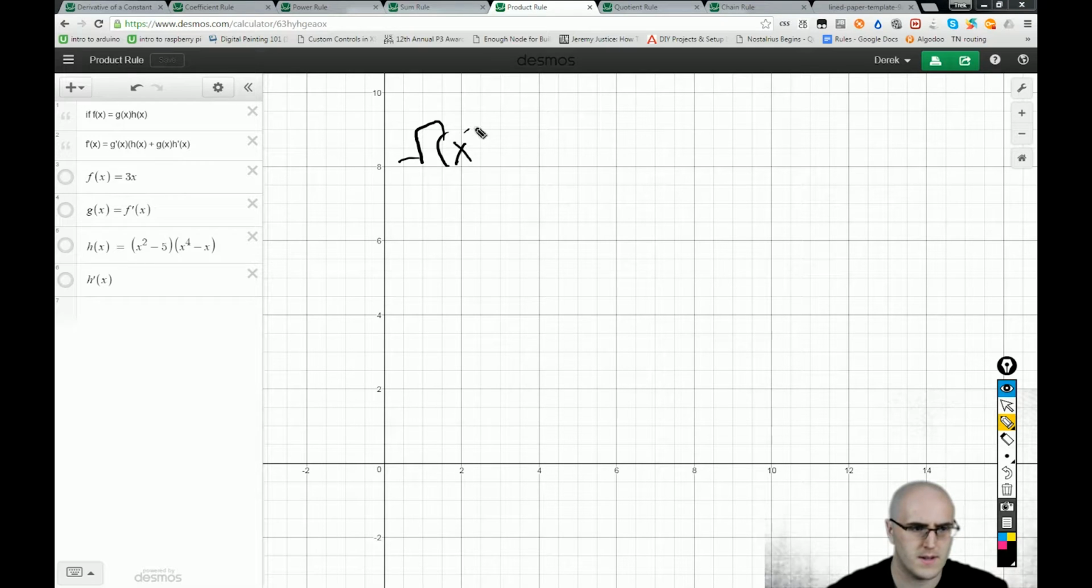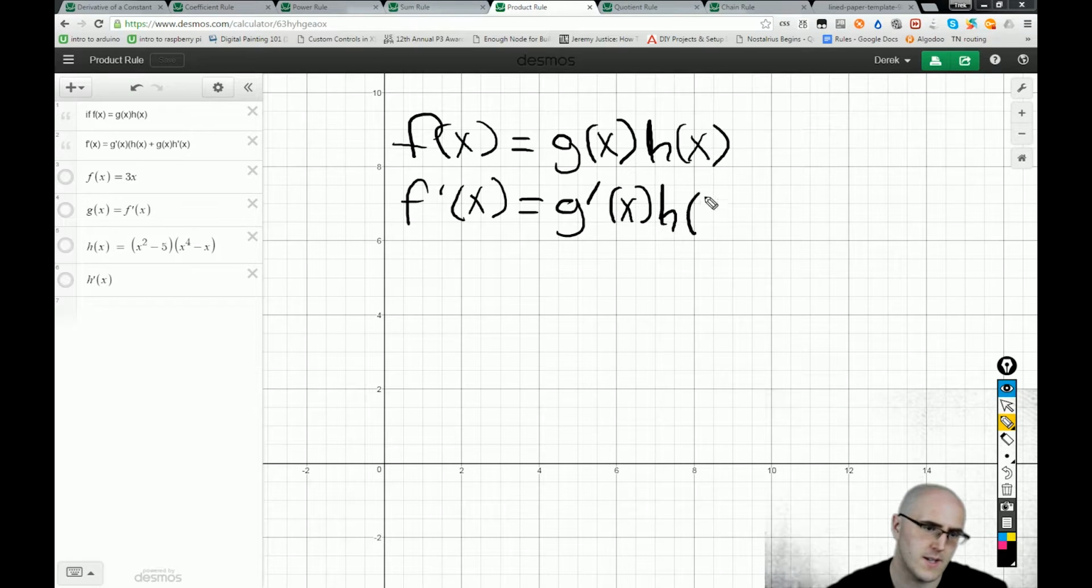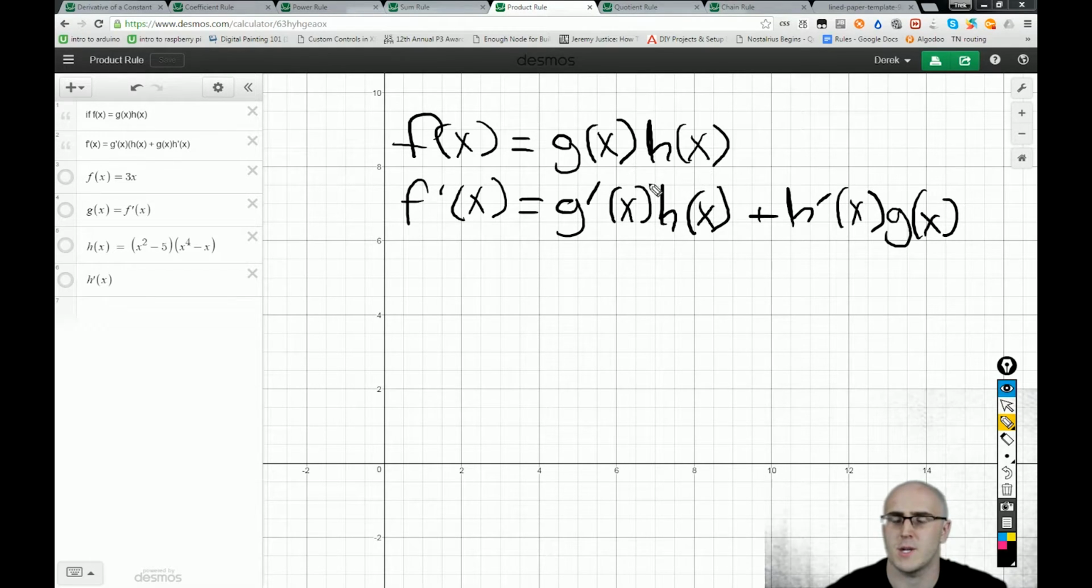Basically, if f of x has the form of g of x times h of x, then its derivative, or its f prime, is equal to g prime of x times h of x plus h prime of x times g of x. Basically, the two unique combinations is what this is. The one where g has the derivative and the one where h has the derivative times their original values. This one looks kind of hard to remember, but it's not so bad once you get used to it.